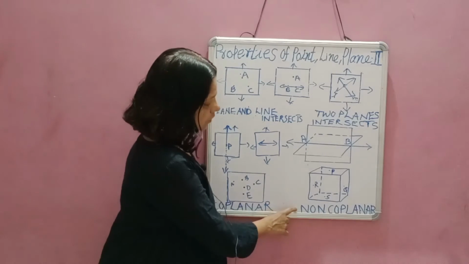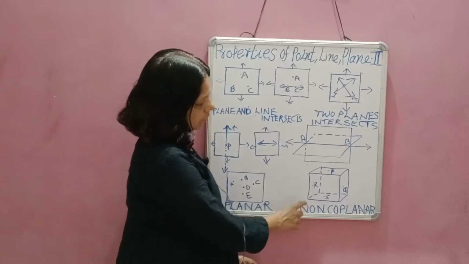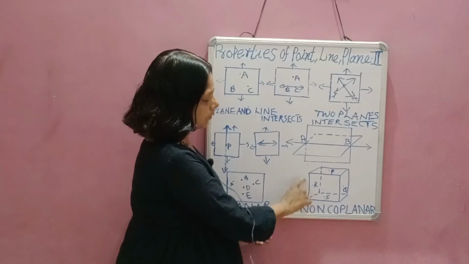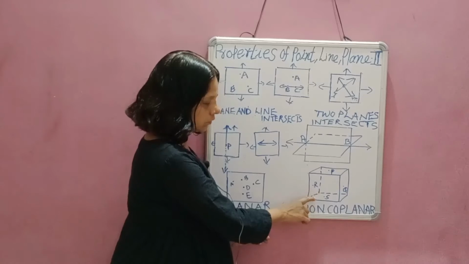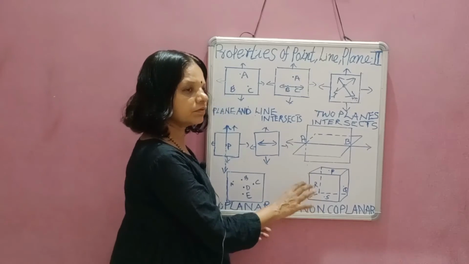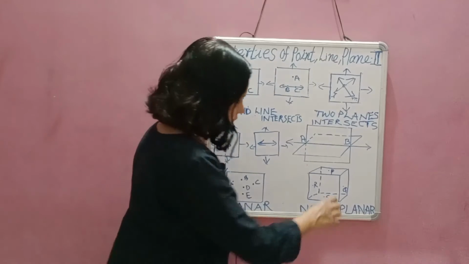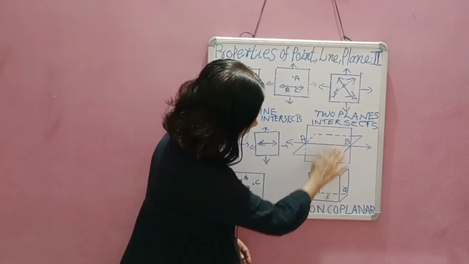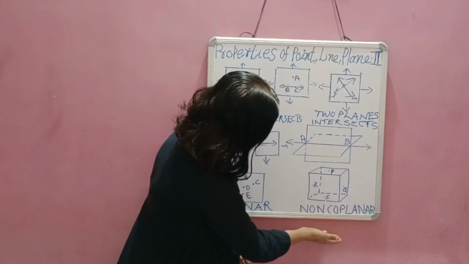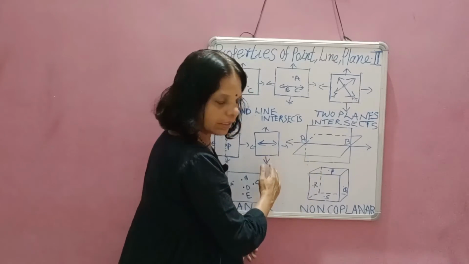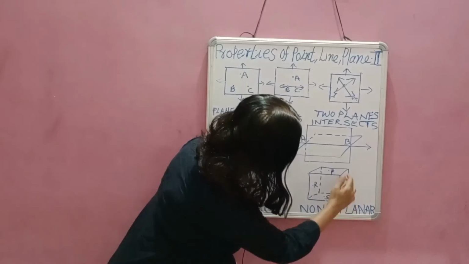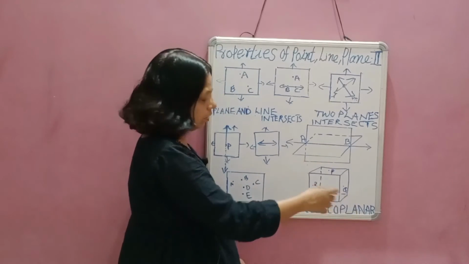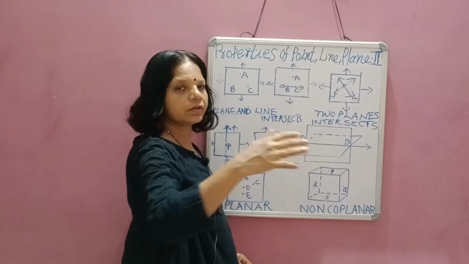Now see this figure. Here are different planes. It is represented using a rectangular box. Each side of the rectangular box represents a plane. So in each plane there are points distributed. Point P in the upper face, point S in the lower face, point R in the side face, point Q in the other side face. All are in different planes.